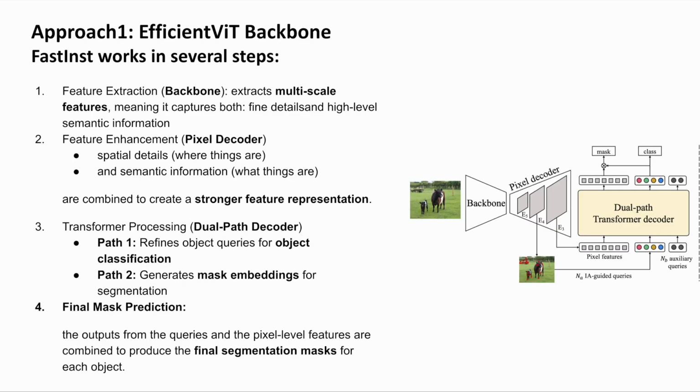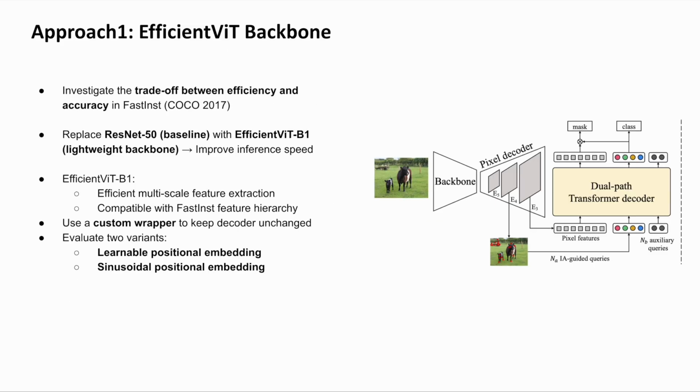How it works: FastInst first extracts features using a backbone, then a pixel decoder enhances them, and a transformer processes these features for classification and mask generation, and finally produces segmentation masks. Our approach: we replace ResNet 50 with the efficient ViT-B1, a lightweight backbone, to improve speed. We keep the rest of the model unchanged and test two variants, learnable and sinusoidal positional embeddings.